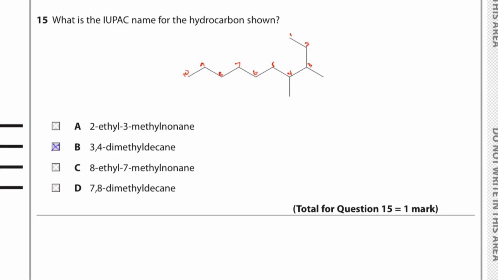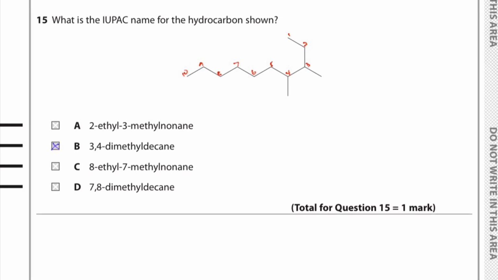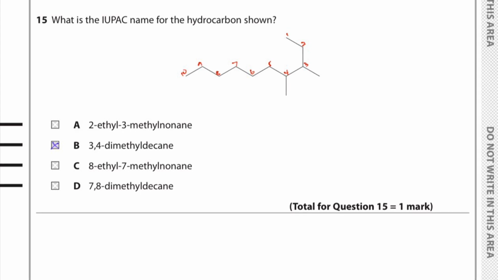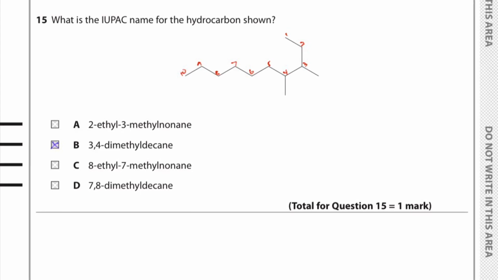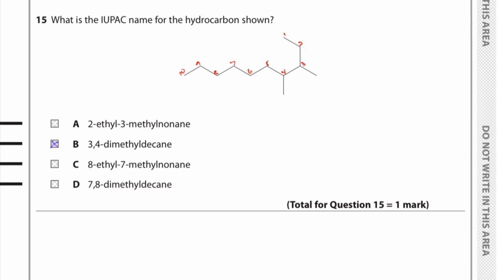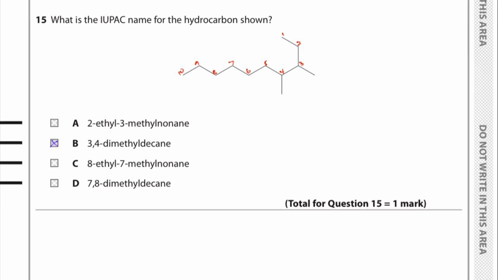Question 15. What is the IUPAC name for the hydrocarbon shown? So the structure shows a 10-carbon chain, meaning it's based on decane. There are also two side chains, two methyl groups, attached at carbons 3 and 4. Putting it together, the structure is 3,4-dimethyldecane. The answer is therefore B.